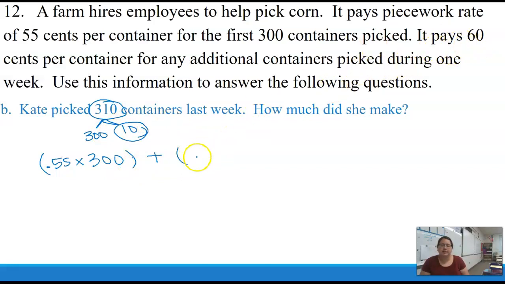she's going to be paid 60 cents. But that's only for the 10. The way this is worded, it's for any additional. So she doesn't get the higher rate for everything. So now you're going to type that in your calculator just like that.